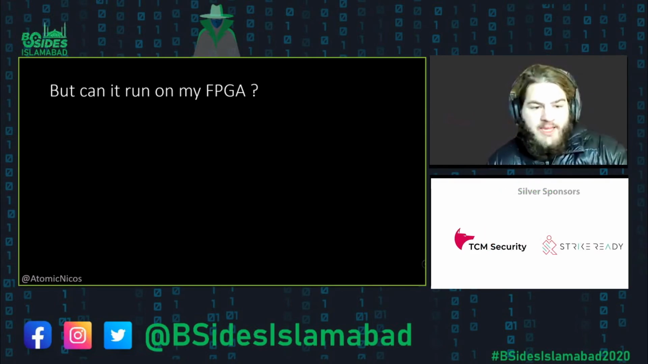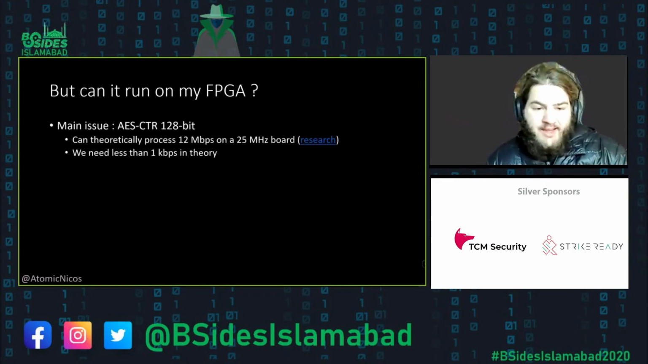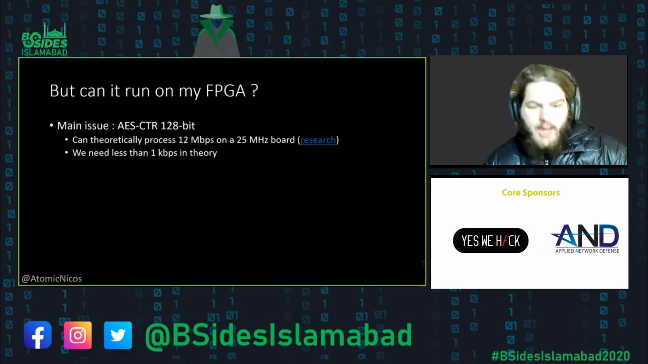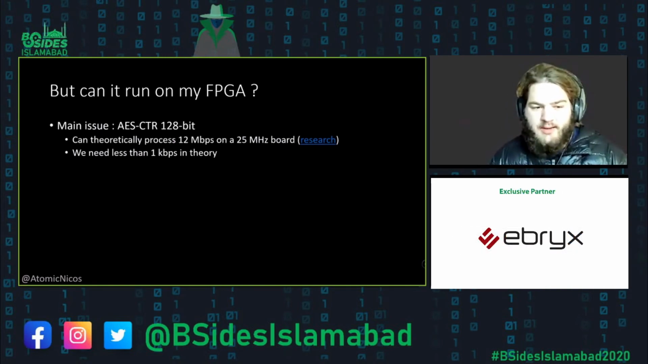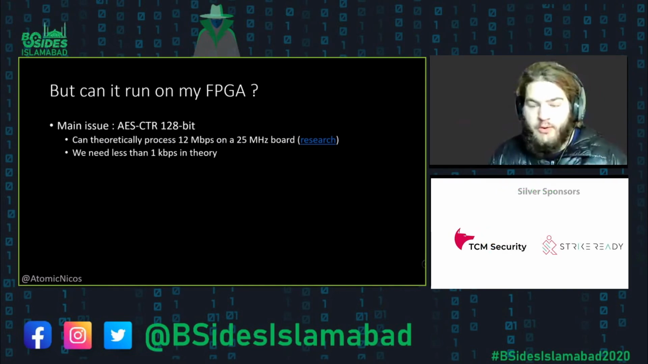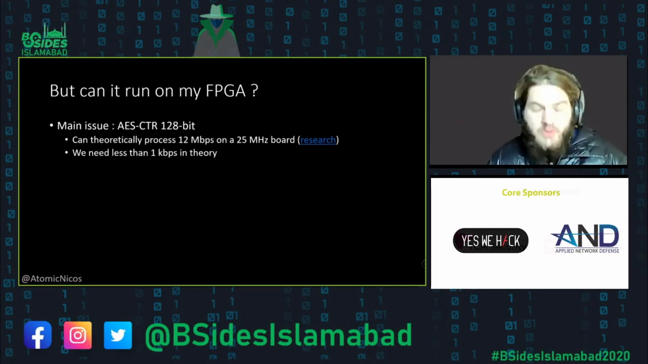But can it run on FPGAs or microprocessors or stuff like that? Well, the main issue would be AES CTR. In theory, research has shown that if you use certain implementations, they can process about 12 megabits per second on a 25 megahertz board, which is pretty cool because most boards are somewhere in the 30 to 80 range. And we need less than 1 kilobit per second in theory. So also fun.